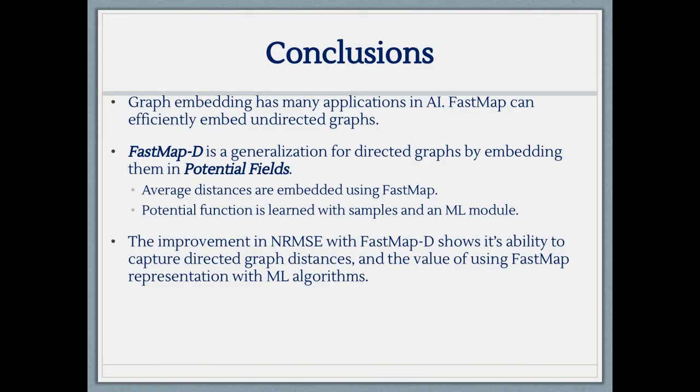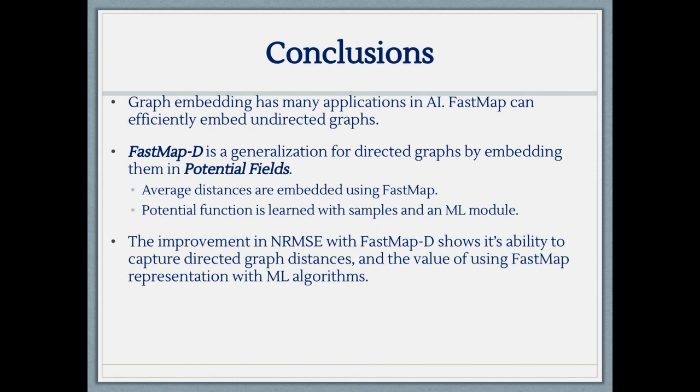In summary, graph embeddings can be used for a variety of AI problems, and FastMap can efficiently embed undirected graphs. FastMap-D is an effective generalization for directed graphs by embedding distances within a potential field. What we hoped to get across in this paper is that our embedding method works for different graph configurations and that the asymmetric distances can be captured well.